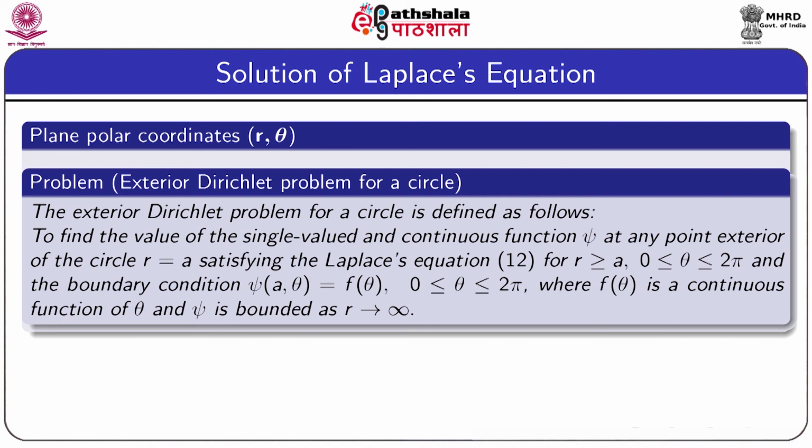Now, I am going to discuss the exterior Dirichlet problem for a circle. It is defined as follows. We have to find the single valued function psi, which is also continuous at any point exterior to the circle r equals a, which satisfies the Laplace equation, written in equation number 11, for r greater than or equal to a, 0 less than or equal to theta less than or equal to 2 pi. Psi will satisfy the boundary condition psi(a, theta) equals f(theta), where f(theta) is a continuous function of theta, and psi is bounded as r goes to infinity.